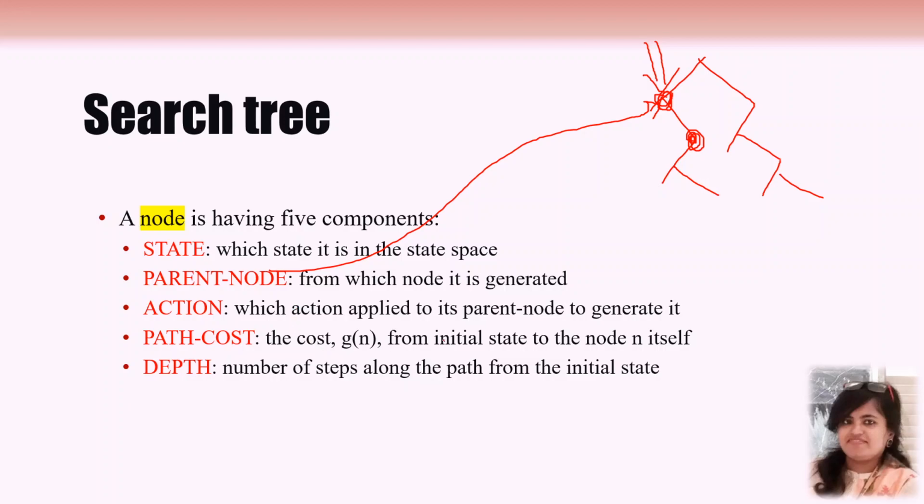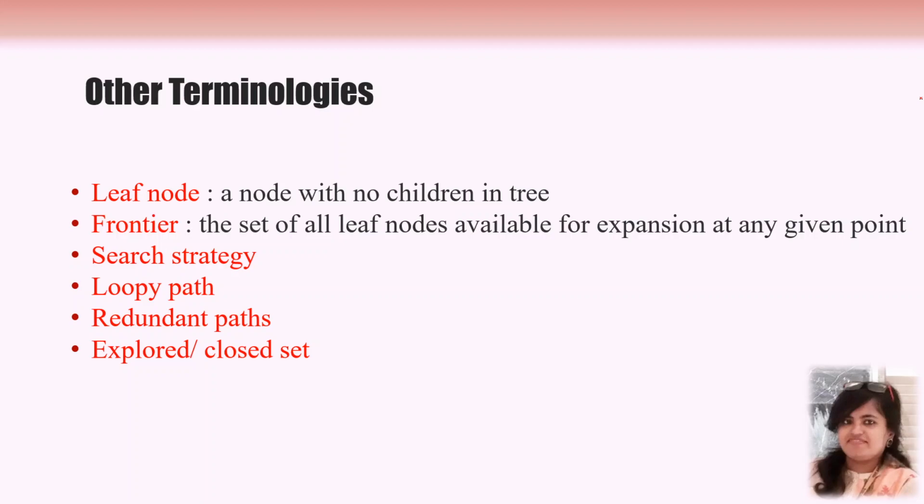Now the path cost. That is the cost g(n) from the initial state to the node n itself. So that is the path cost. Now the depth is the number of steps along the path from the initial state. That defines the depth. So by these five components, the node is explained. Now other terminologies are also present.